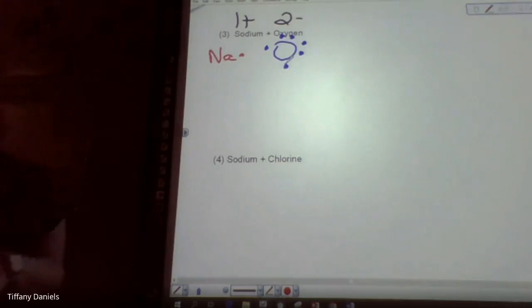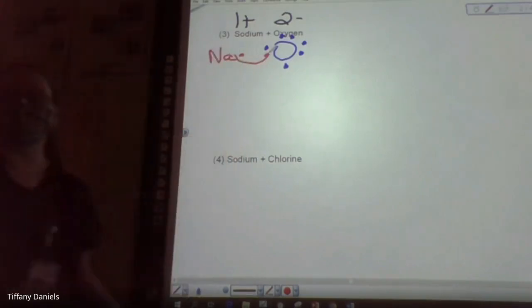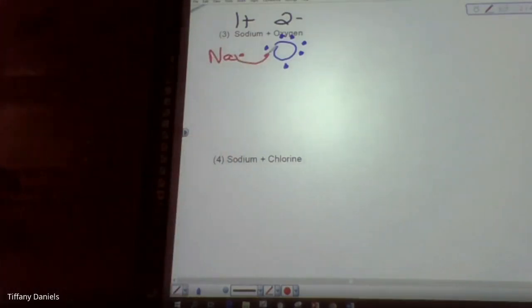Okay. Sodium has 1 valence electron that it can give over to oxygen, but oxygen still doesn't have a full valence shell. So what do? Another sodium.